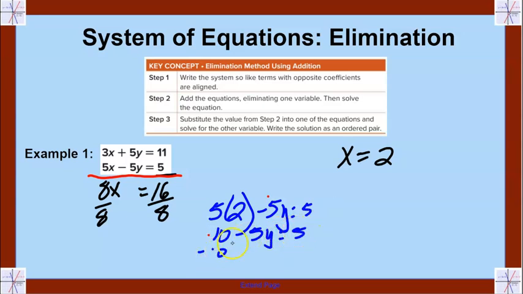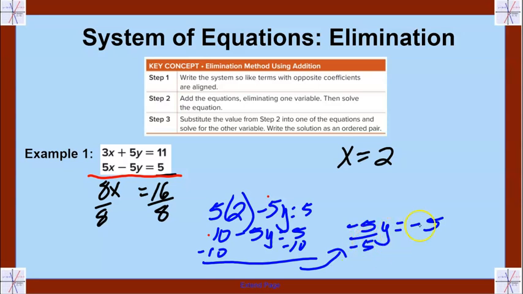I'm going to subtract 10 on both sides. And I have negative 5y equals 5 minus 10, which is a negative 5. To get y by itself, I'm going to divide by negative 5. And I'm left with an answer of y equaling negative 5 divided by negative 5, which gives me a positive 1.